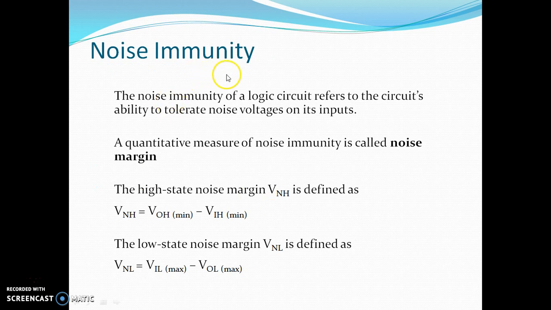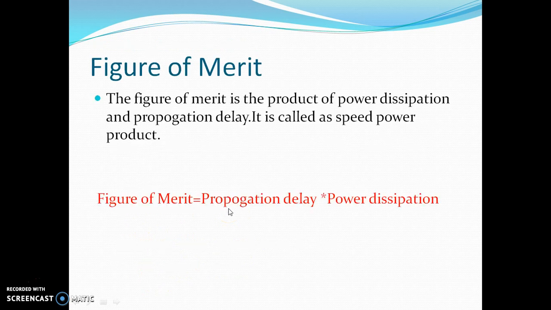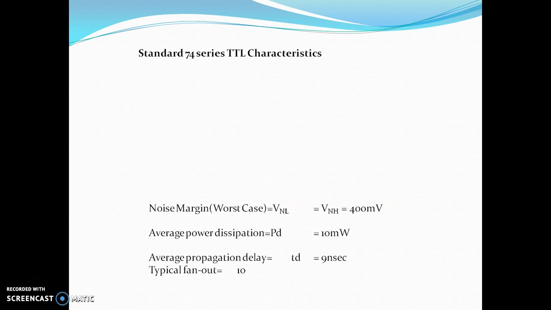The next parameter is noise immunity. It is a circuit's ability to tolerate noise voltages on its input, and a quantitative measure of noise immunity is called noise margin. Again you require 2 noise margins, one for high and one for low. By using the input and output voltage parameters, we can calculate the noise margin. The next parameter is the figure of merit. It is the product of propagation delay and power dissipation. It is also called the speed power product.